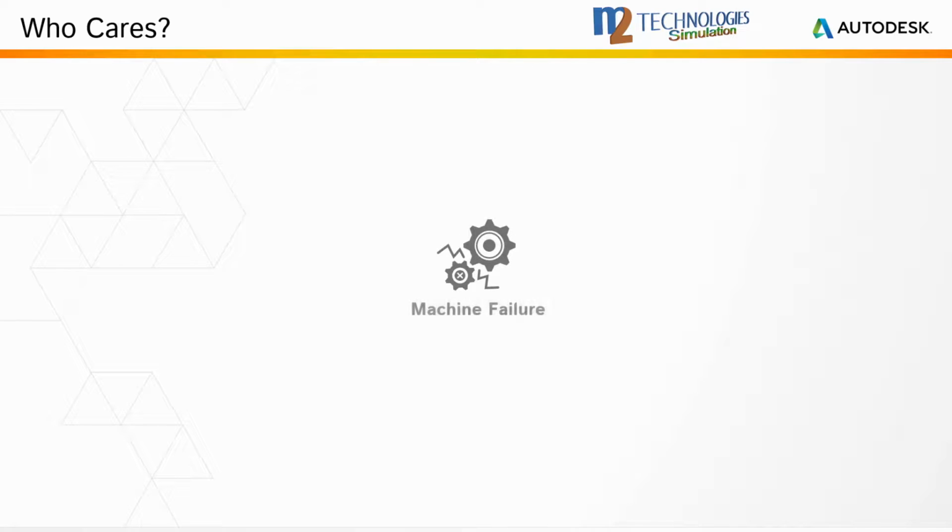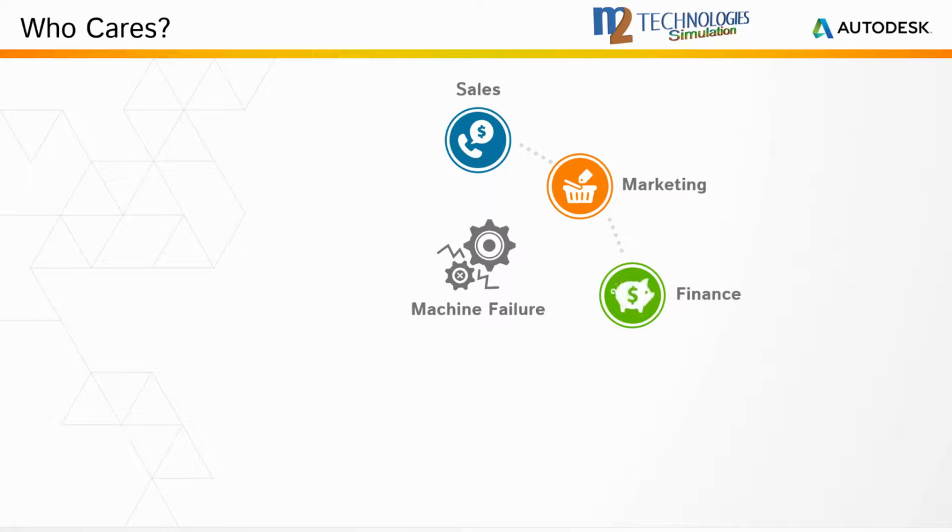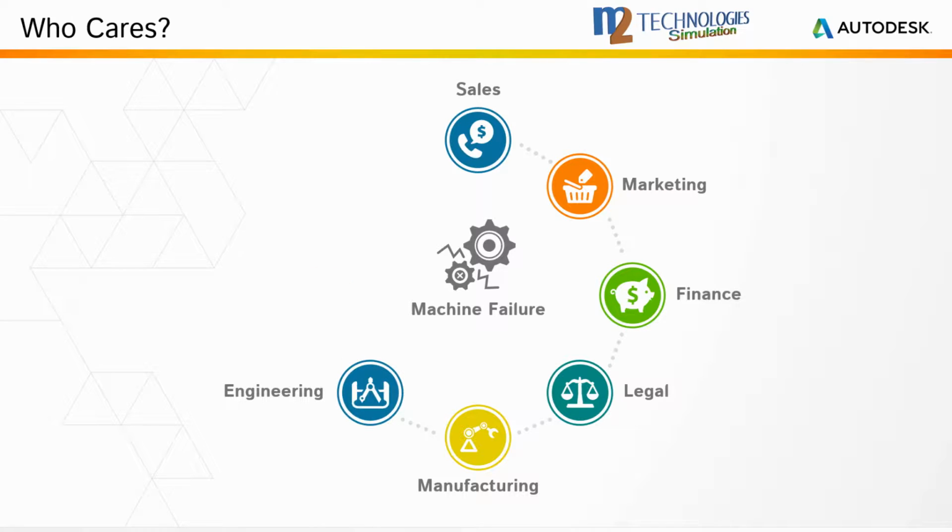Machine failure can have far-reaching effects within your organization beyond engineering. Someone in legal might be concerned with safety or lawsuits associated with the failure that occurs in the field. Someone in manufacturing might be impacted by unscheduled rework of a machine. This can disrupt the manufacturing schedule, causing project delays that could have a domino effect on the rest of the organization.